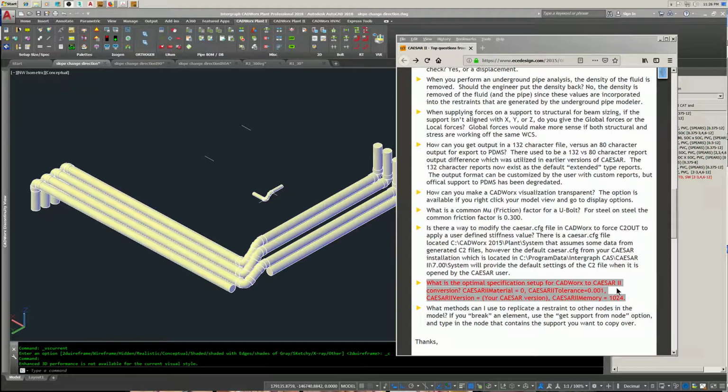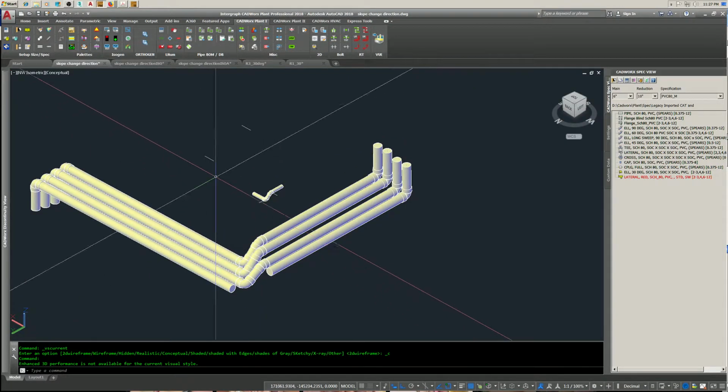Now, this is Caesar 2, the only pipe stress analysis program I'm familiar with. But I'm assuming that other stress analysis programs have a minimum tolerance requirement for their continuity also. It's probably a good idea to check and see what they are and set up your CADWorx accordingly. It's easier to do it right the first time than it is to go back and change a bunch of fittings to get them to work in the stress analysis software.